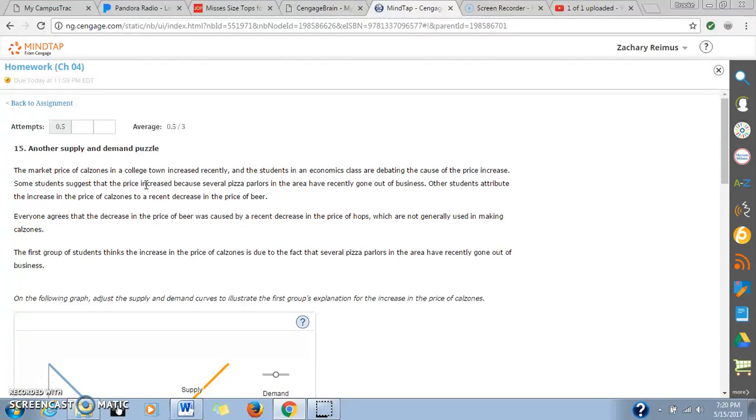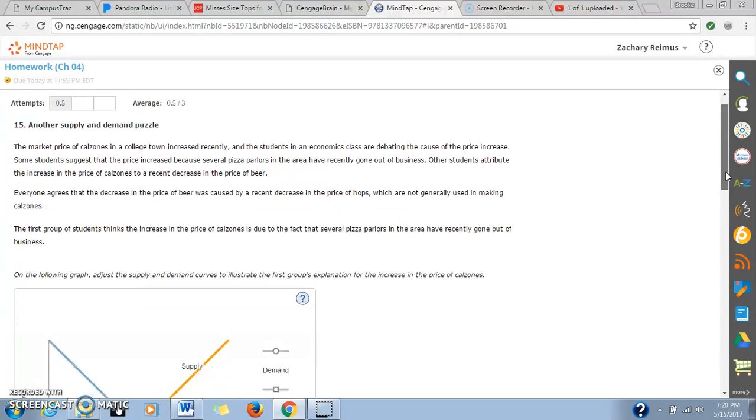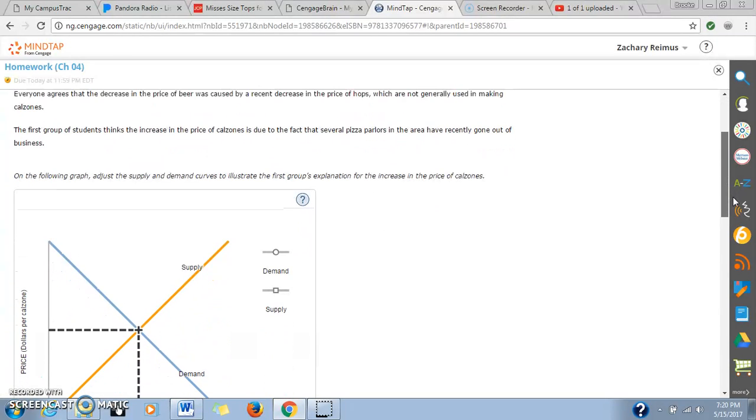One group says that it's because several pizza parlors in the area have gone out of business. Other students think that it's because the price of beer has decreased. So we're going to look at the groups one by one. The first group of students thinks that the increase in the price of calzones is due to the fact that several pizza parlors in the area have recently gone out of business.